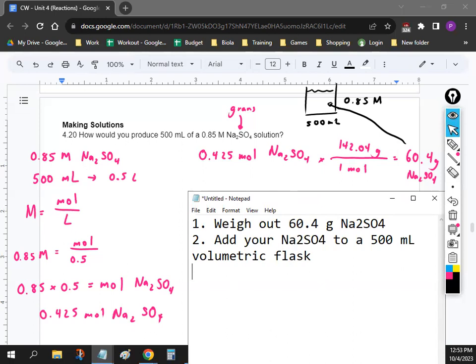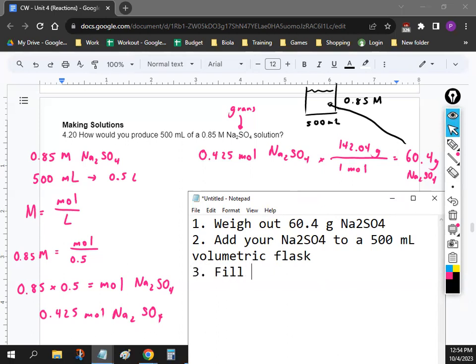Now, it's very important that we add the solid compound to the volumetric flask first. They take off points if you say add water first. The reason why is because let's say I weighed out my solid right here, and let's say I added the water first. If I add the water first and then I add the solid, what happens? The volume is going to go past what you want it to. You want the volume to be exactly at 500. And so you always want to add your solid first.